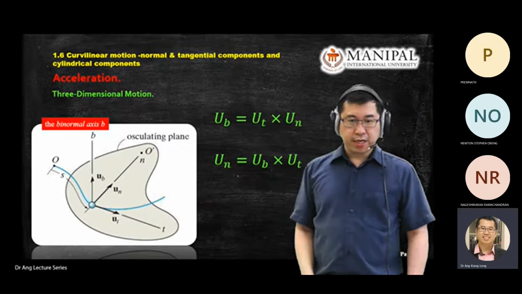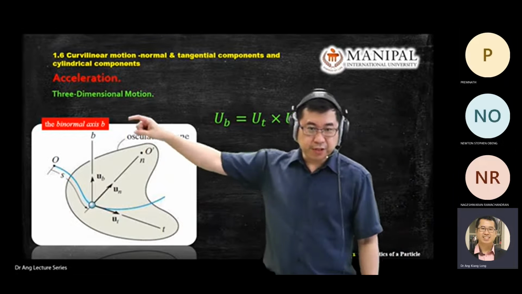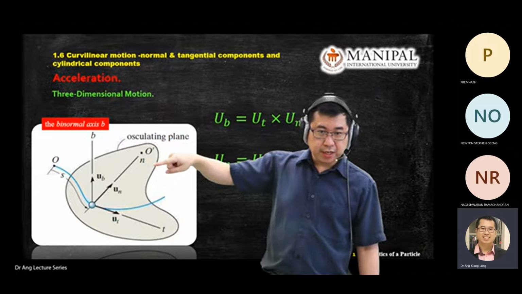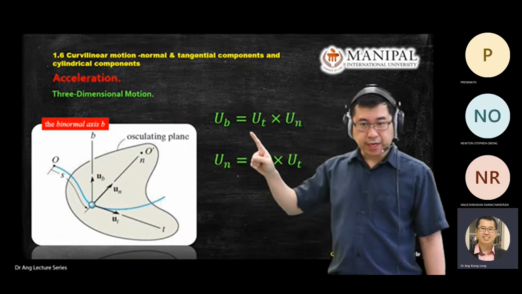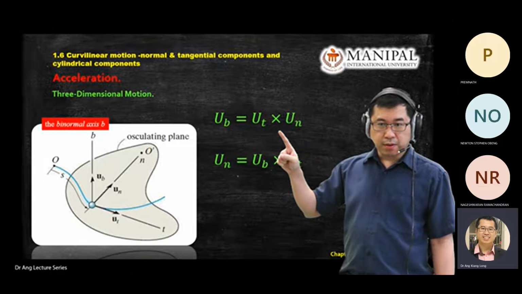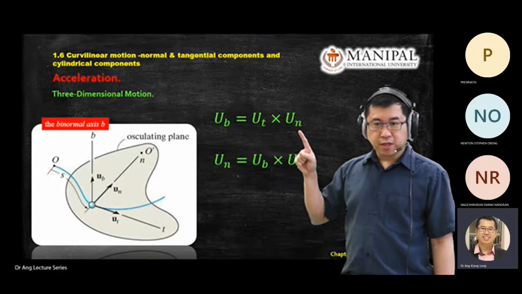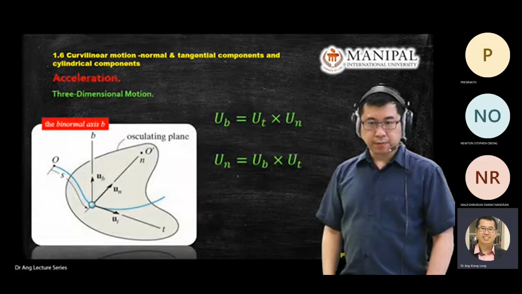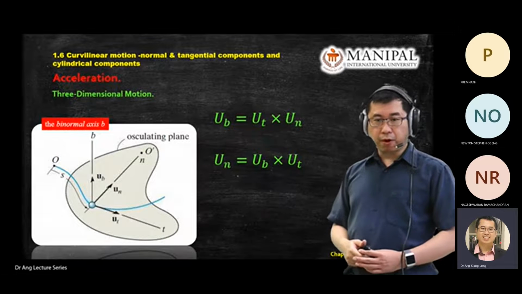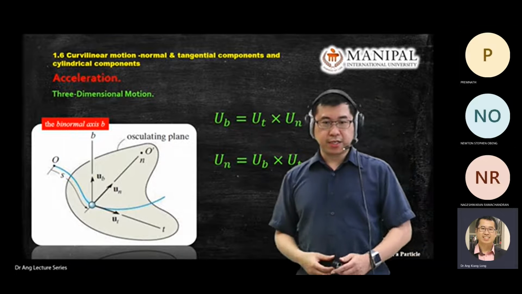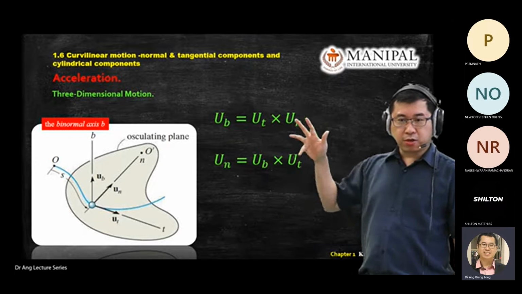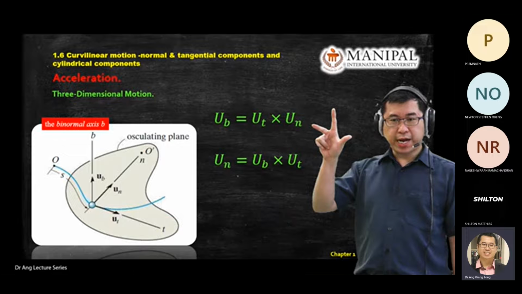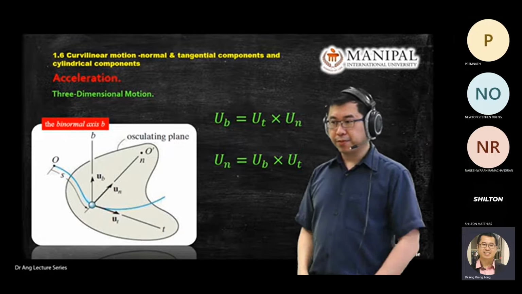Back to the first equation. If you're standing at the B axis, what do you see? You see N and T. That's why you can write UB equal to UT cross product with UN. Okay. So this is how you write the vector form. So when you do three-dimensional analysis, you need to consider the cross products for the direction. Okay, this is how you do it when you have three axes that are perpendicular to each other.